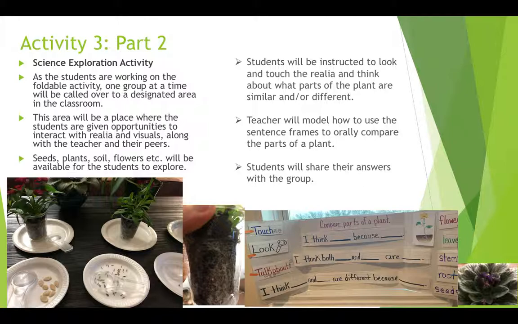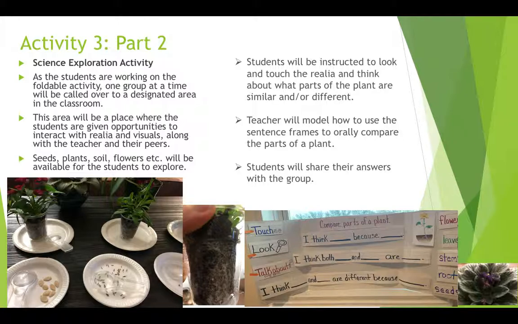The next part of Activity 3 is we're going to use a Science Exploration Center. As students are working on their foldable, we're going to call small groups up one at a time to our little Science Center area. The students are familiar with this idea of having a separate area and being called separately into small groups. This group will be a place where students are given an opportunity to interact with the visuals. Real plants, seeds, soil, flowers will all be available. They'll have hand lenses. They'll be able to touch, look, and very importantly, talk about what they see and feel and observe in that center, like real scientists.